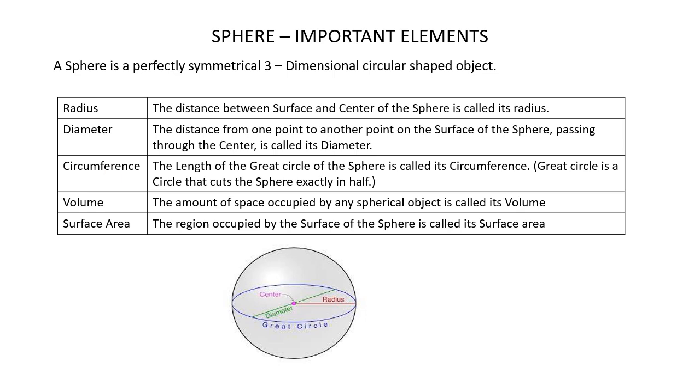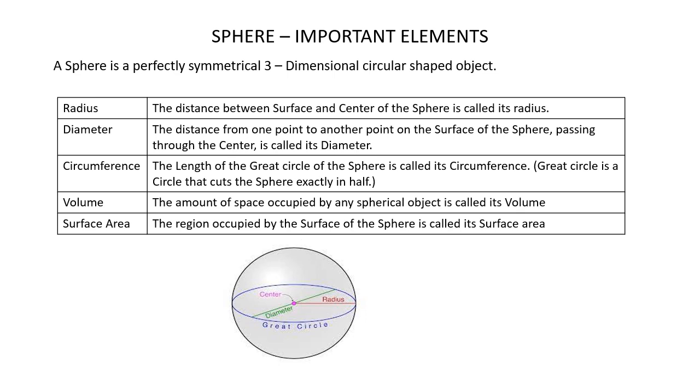Circumference. The length of the great circle of the sphere is called its circumference. Great circle is a circle that cuts the sphere exactly in half. Now look at this diagram of a sphere. Now this is the great circle, and as you can see, this great circle cuts the sphere into two equal halves. Now the length of this great circle is the circumference of the sphere.